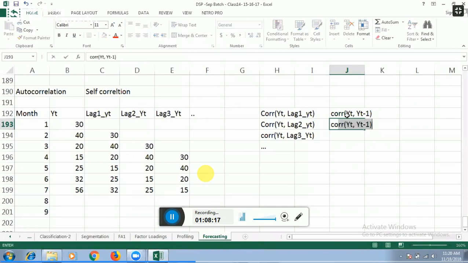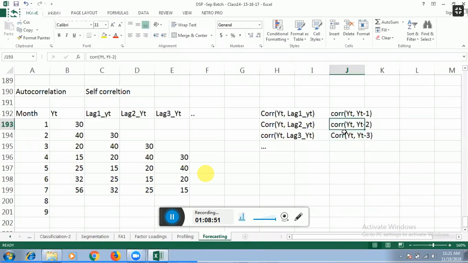And can I say this is nothing but the correlation between YT and YT minus 2? Lag 2 is nothing but this one and this one, you are looking at the relationship. That is the same as this one and this one. So can I say that this one is the same as YT and YT minus 3? So this is what we call autocorrelation. Autocorrelation is nothing but whether there is any relationship between your current value and the previous values or not. That's what we are looking at.